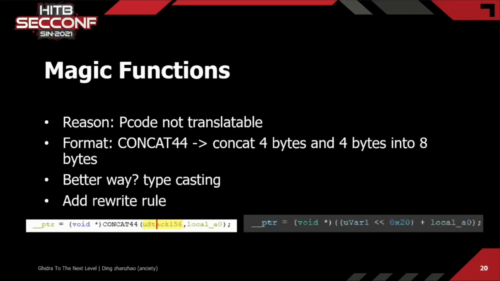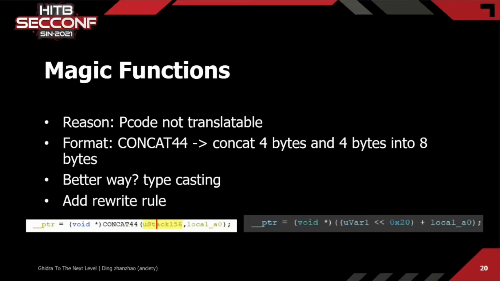About the magic functions, this happens a lot in Ghidra. Sometimes, when we reverse a binary, functions like concat44 or zext8 just come out of nowhere. Since usually we don't have those functions in the C language, without documentation we will definitely have a hard time guessing what they mean. It turns out they are just pcode that is not translatable. Concat or zext is a pcode instruction. For example, concat44 is just concatenating 4 bytes and 4 bytes to form an 8-byte variable.